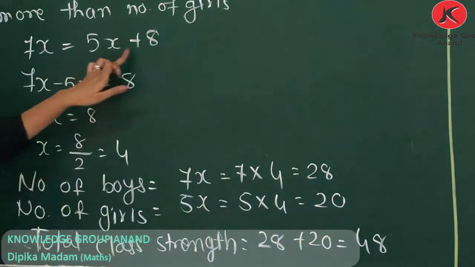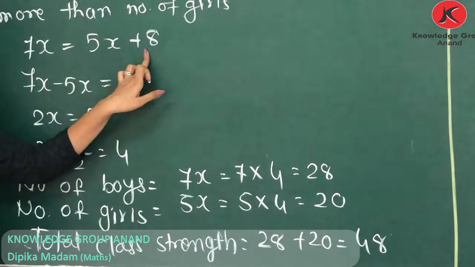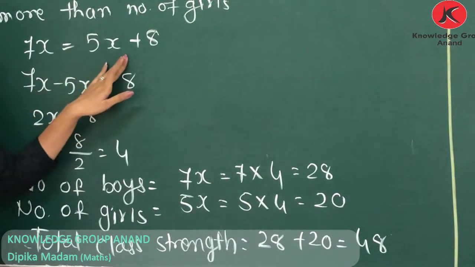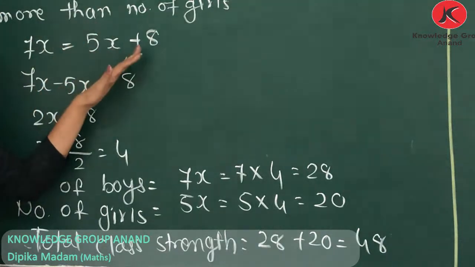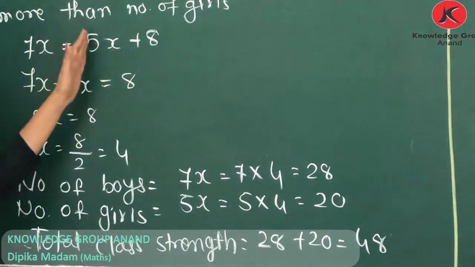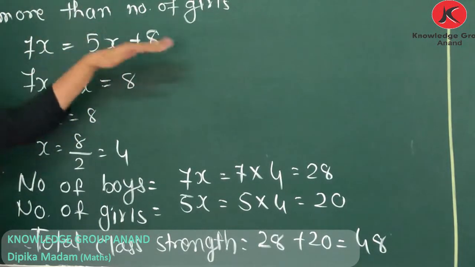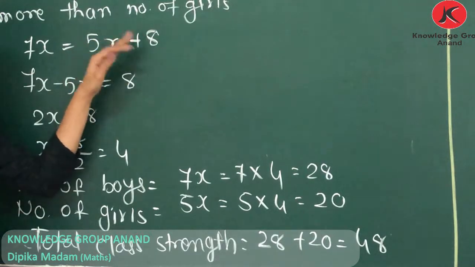Okay. Why are we adding 8 on the girl side? Because we need to write an equation, and equation means left hand side is equal to right hand side. Boys are 8 more, so we need to add 8 on the girl side. Okay.